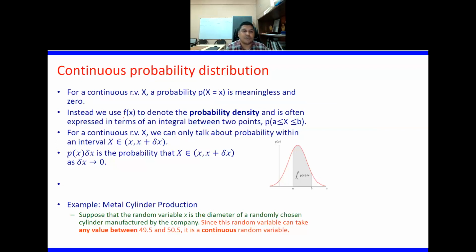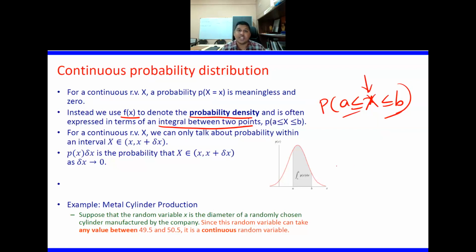So instead we use f of x to denote probability density. It is often expressed in terms of an integral between two points like this: P of a less than or equal to capital X less than or equal to b. It means this random variable X can have any value between a and b. This is possible, this we can try to predict. Why? We try to visualize that particular probability density function, and we can tell it. We'll see examples about that.